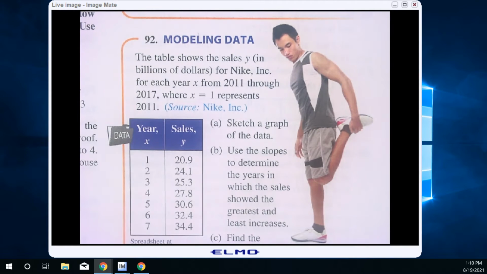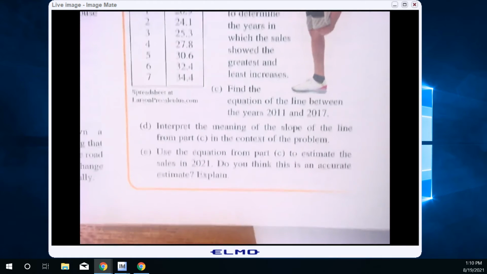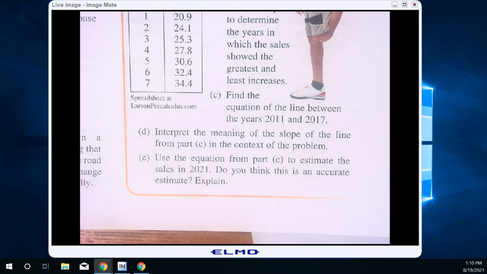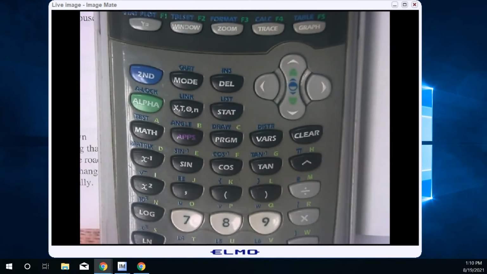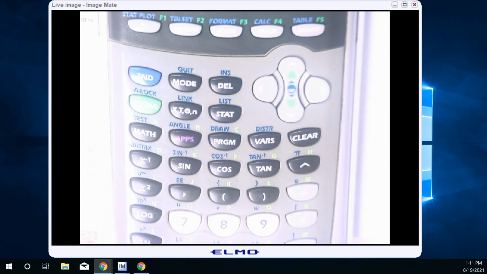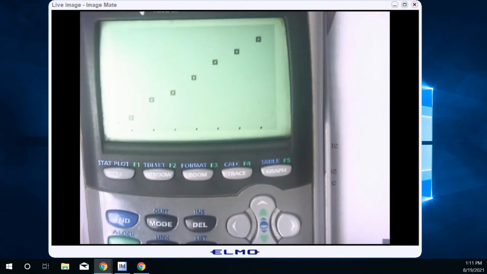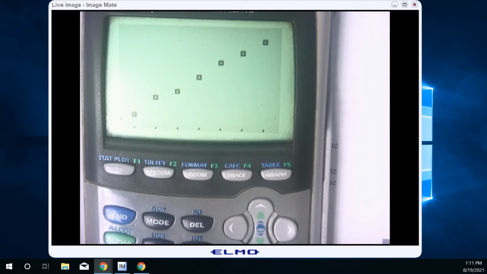Find the equation of the line between 2011 and 2017. Now, this is going to be the moment of truth. Did you do it in the calculator in A? This is how I check to see if you actually put it in the calculator or if you just pushed check. How do I get the equation? This is going from 2011 to 2017. That's all of the data I have in there. How do I get my line of best fit, my regression line?